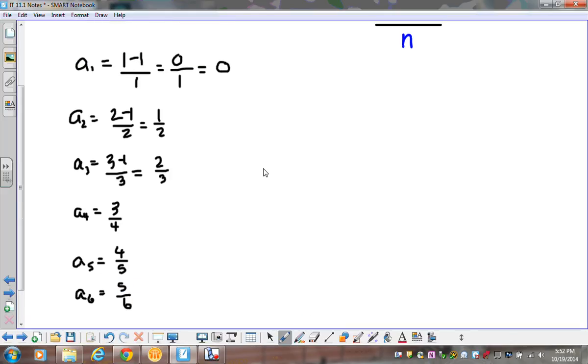So there you go. My first 6 terms, if we write them out, are 0, 1/2, 2/3, 3/4. Oops, that shouldn't be an equal sign.